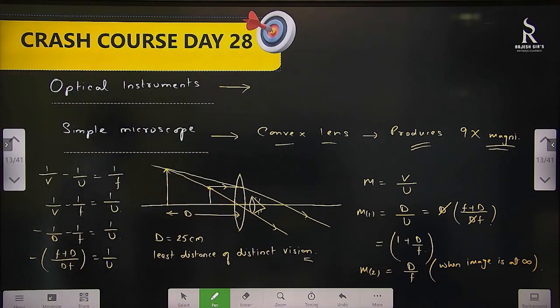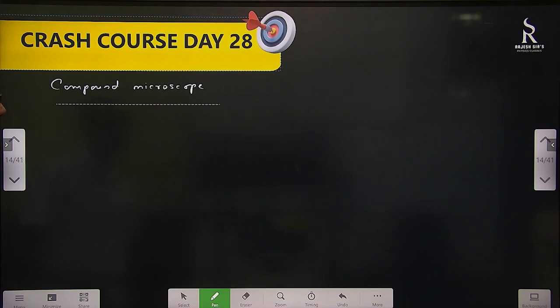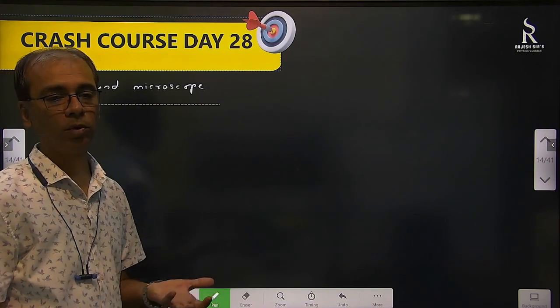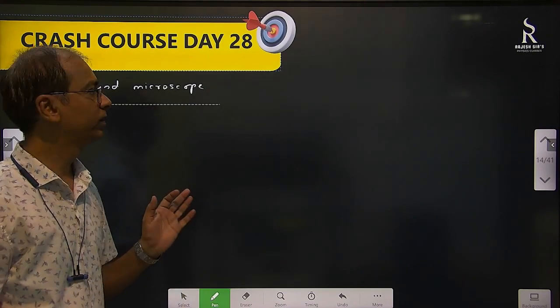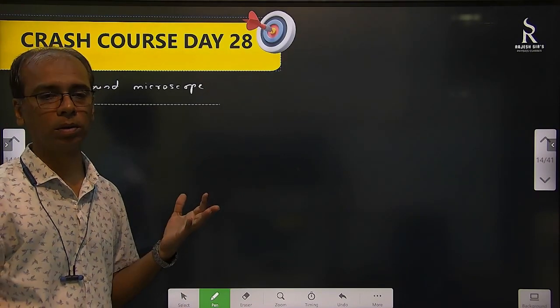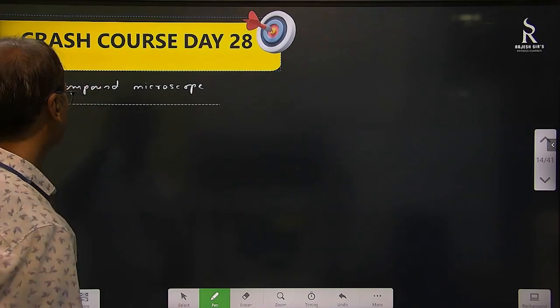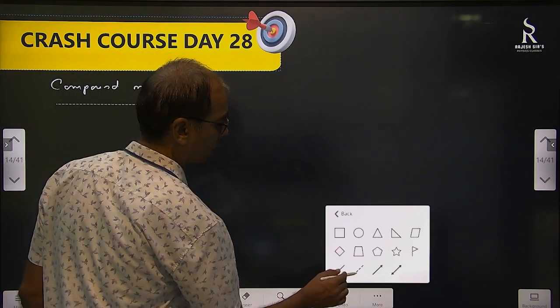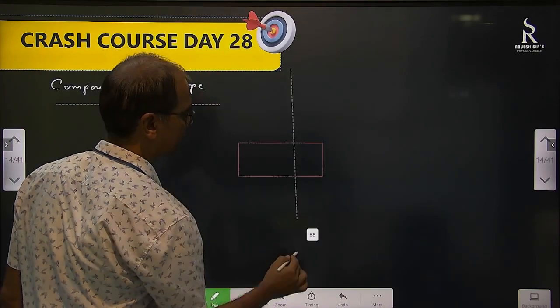Okay. Difference of 1 is there in both the cases. Clear? Okay. Now you have compound microscope. Compound microscope, when we want magnification even more than 9. 9 times we already got with the simple microscope. We want more. So then what we require? We will be adding one more lens into it. Okay. We'll put one more lens.